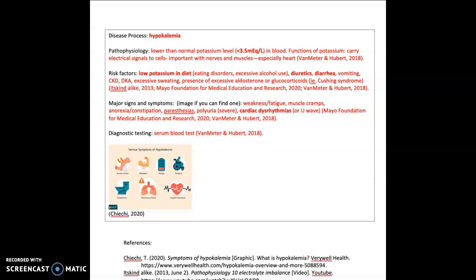Hypokalemia occurs when there are lower than normal levels of potassium in the blood, or less than 3.5 milliequivalents per liter. Functions of potassium include nerve conduction and muscle contraction, especially the heart muscle.